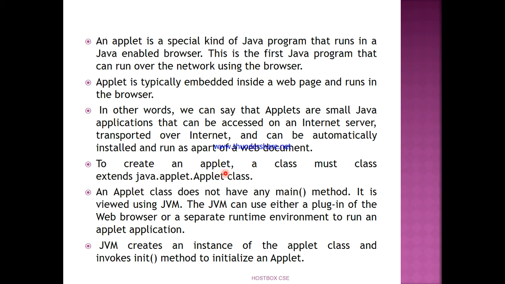If you want to create an applet, a class must extend the java.applet.Applet class. Also remember an important point: an applet class does not have any main method, and moreover it is viewed using JVM. If you want to run an Applet program, there are two methods that we will see one by one. Here the JVM creates an instance of the applet class and invokes the init method for initialization of the applet. Standalone Java programs support the main method, but an Applet does not have any main method. Remember the point here.